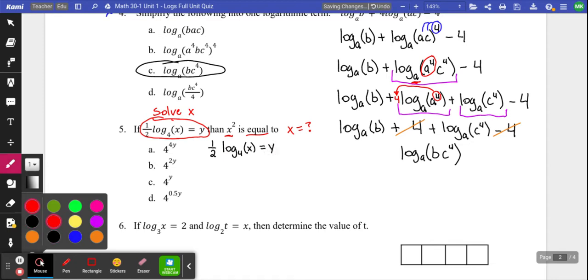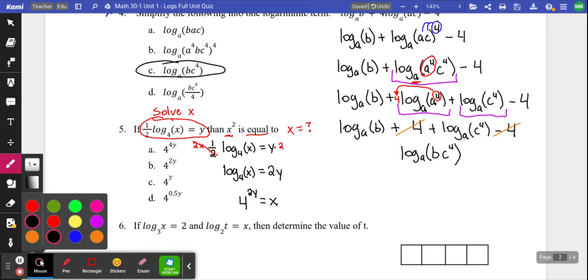So I need to get that 1/2 out of there. The opposite of 1/2 would be timesing by 2. Right? 2 times 1/2 would cancel out. Then I'd be left with log 4 of x equals 2y. And now I can put that into exponential form. It's 4 to the power of 2y equals x.